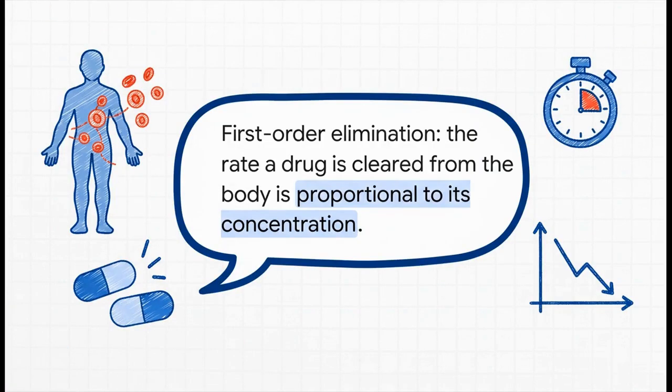And this is where it gets really wild. This pattern isn't just in the machines we build. It is literally inside our own bodies. In medicine, this is called first-order elimination, and it describes how tons of common drugs are cleared from your system. Basically, the faster your body clears the drug, the more of it is present. It's a perfect match for our model.